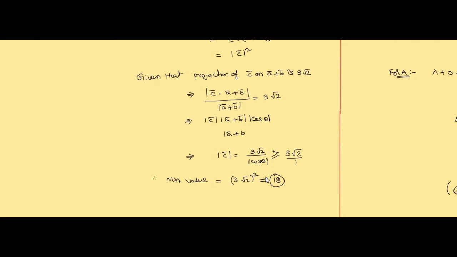What is the minimum value of 3 root 2 by mod cos theta? When cos theta is 1, it gives the minimum value. So mod C is always greater than or equal to 3 root 2. In order to get the minimum value, it is 3 root 2, and the square of this magnitude is 18. Now you tell me, what do you say about this question? Whether it is elementary, easy or straightforward, medium level, or higher level application. You decide. Now let's move on to the next question.